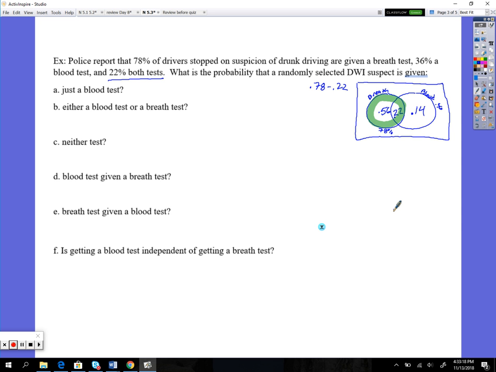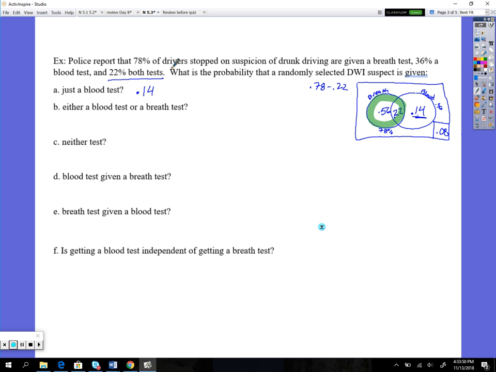Now if you wanted to figure out what's this extra piece out here, the none section, so to speak, you can add up these 3 numbers and subtract it from 1. And so you end up getting that this is an 8% chance. So now let's get to the questions. What's the probability of just a blood test? Just a blood test is here. When it says just a blood test, that means not both. So the answer to this is going to be 0.14.